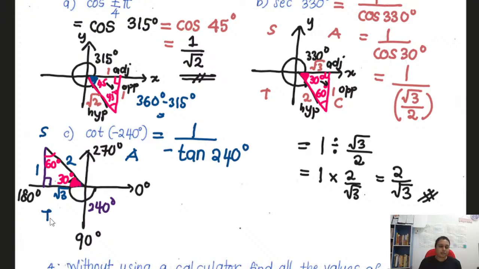Ali stole the cat. Memanglah S. So, that one is already memang negative, isn't it? So, nothing to change here lah. So, 1 per negative tangent 30. Right? This is 30, right? Let me just double check.